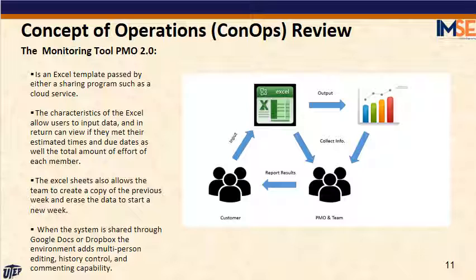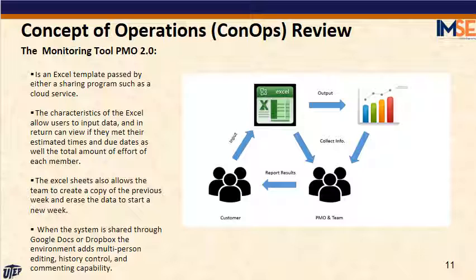Concept of operations, or CONOPS, review. The monitoring tool PMO 2.0 is an Excel template shared by either a sharing program, such as a cloud service, or an email service. The characteristics of the Excel allows users to input data and in return can view if they met their estimated times and due dates, as well as the total amount of effort of each member.